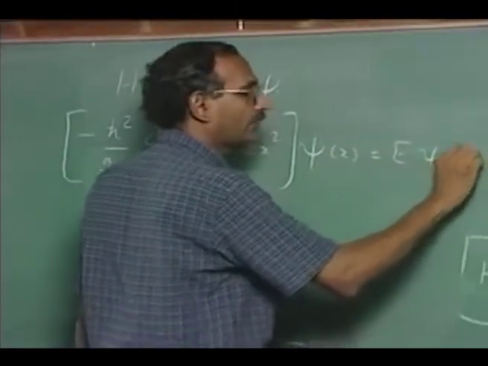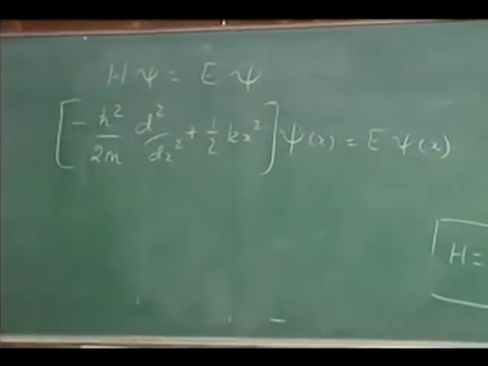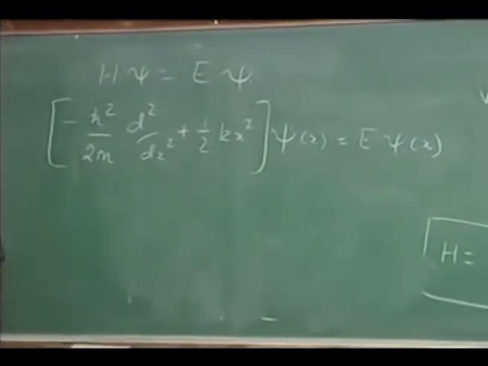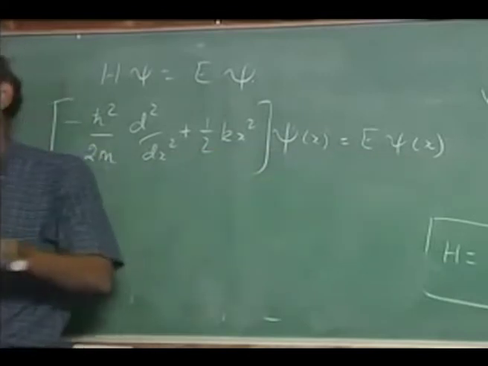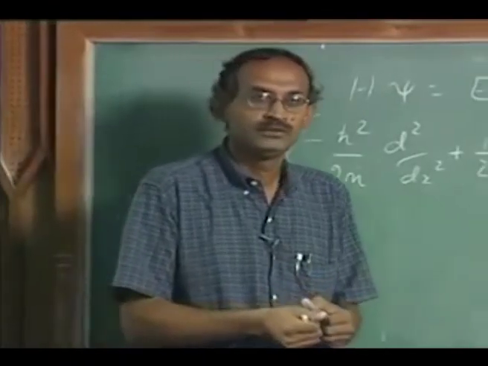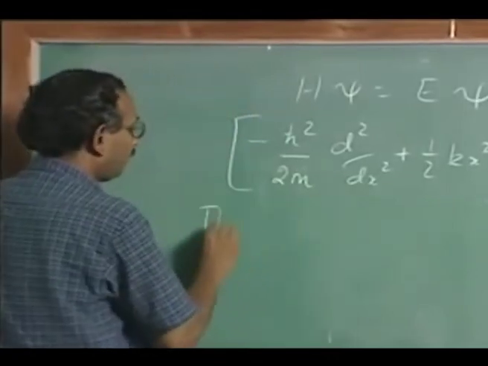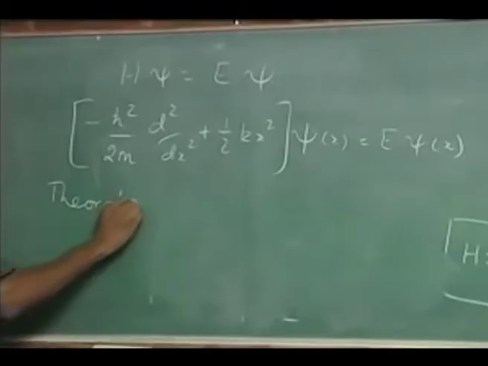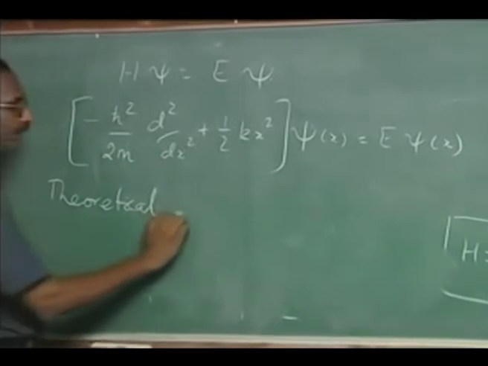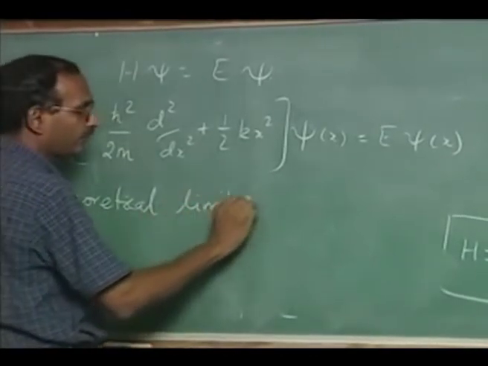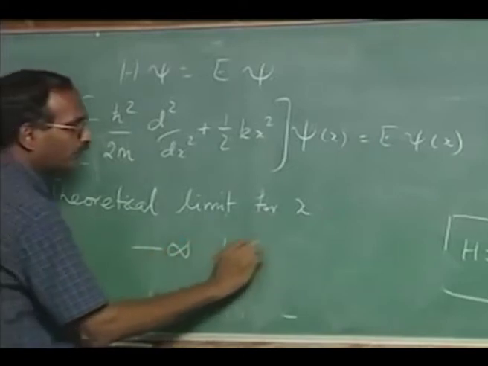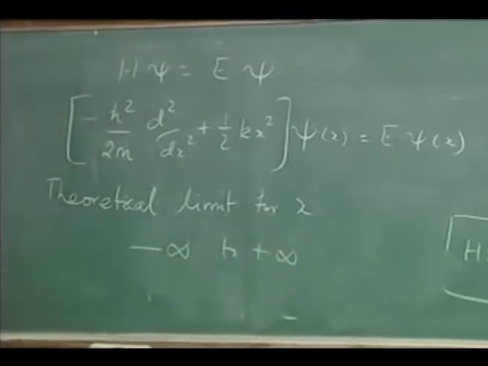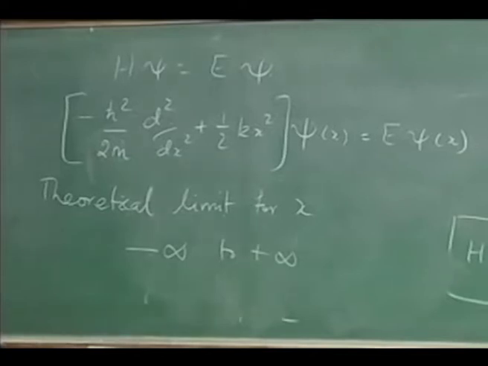Since we have not imposed any boundary on what energy or what x value the oscillator has, that is, how far away it is from equilibrium, the theoretical limit for x, though it doesn't make much sense, we will still write: from minus infinity to plus infinity. We know very well that that's not going to be harmonic.